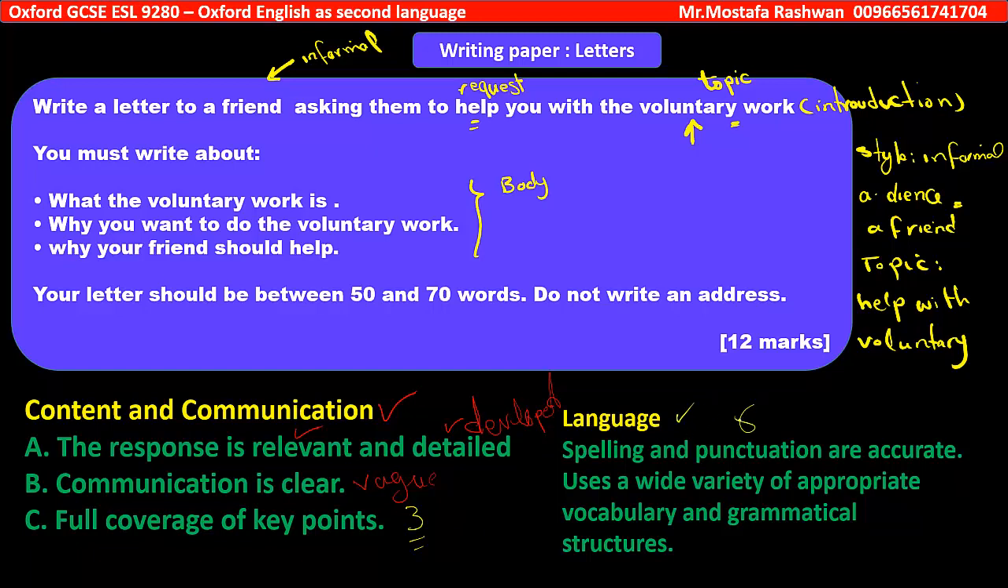And in terms of language, 6 points. Spelling and punctuation are accurate. So in terms of accuracy, it's really important to focus on accuracy. Also, using a wide variety of appropriate vocabulary, which I commented on before, has to be advanced and complex vocabulary. And in terms of grammar, you should use complex structures of grammar, not simple ones.